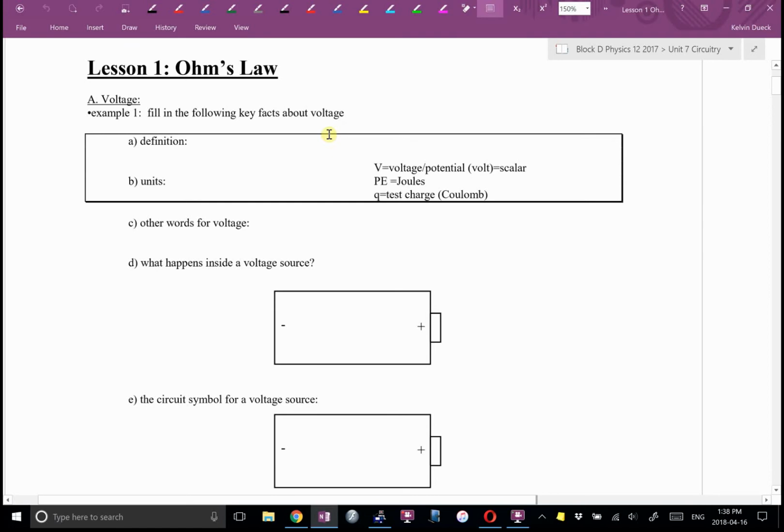Fill in the following key facts about voltage. How is voltage defined? And this you can get from the previous unit, the first time I mentioned voltage, if you look at your formula sheet.